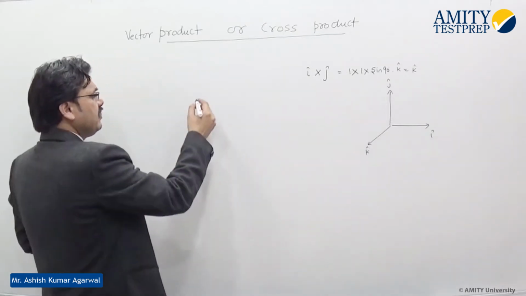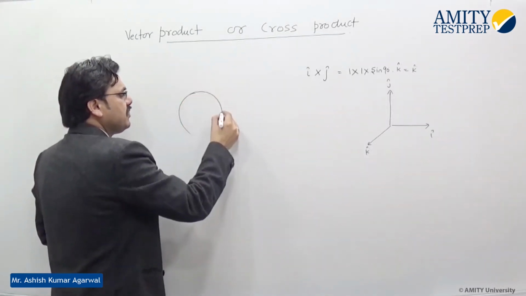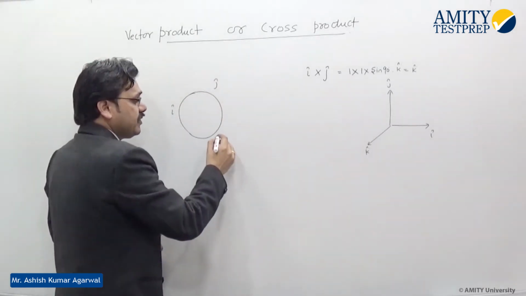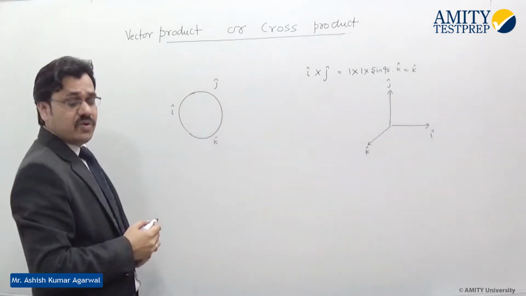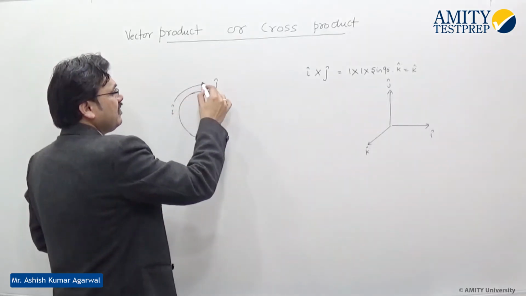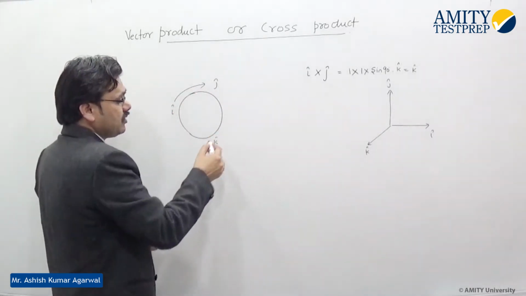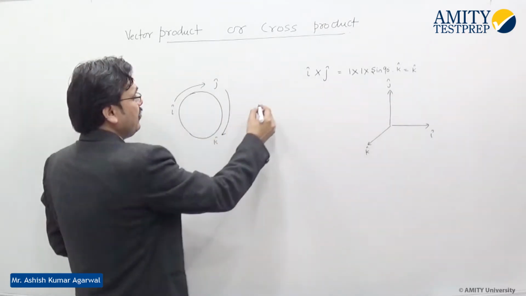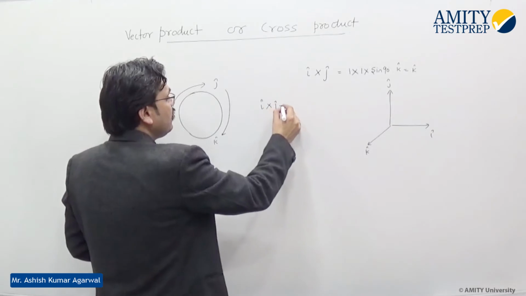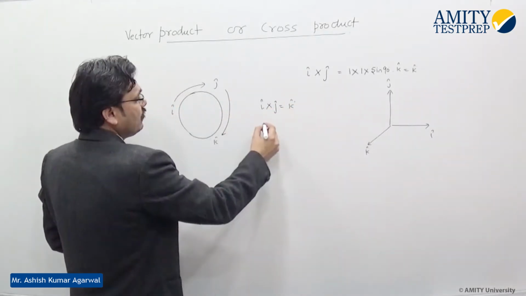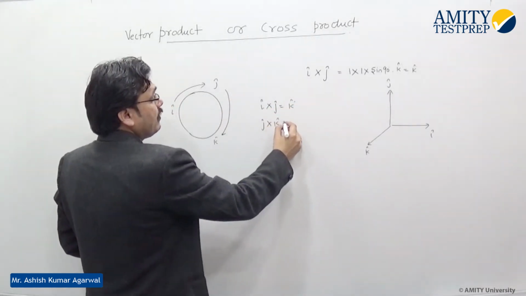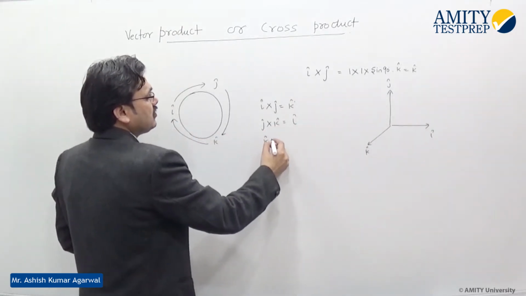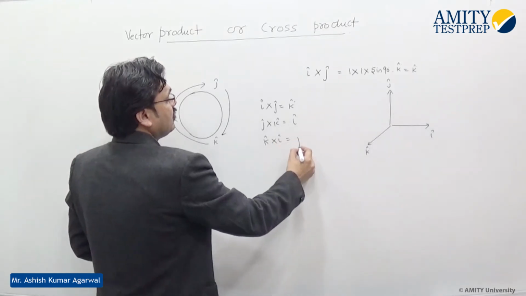Or for simplicity, you can encircle it. You can take a circle, place i cap, j cap and k cap on it, and you can find that if you move from i to j, you get k cap. If you move j to k, you get i cap. If you multiply i cross j, you get k cap. If you move j cross k, you get i cap. If you multiply k cross i, you get j cap.